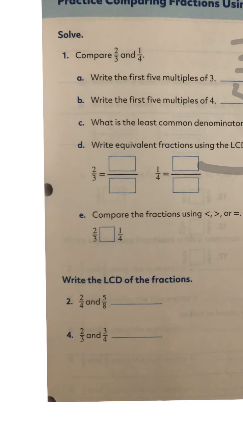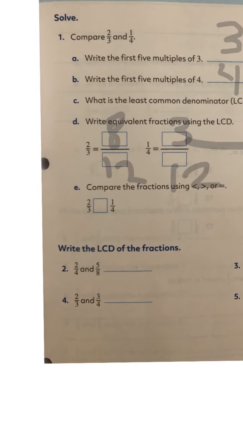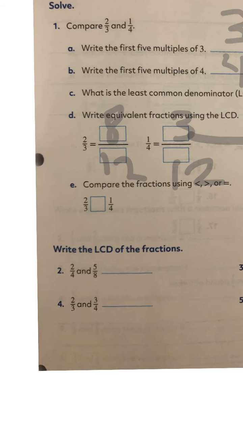8 twelfths. And I'm going to write it just like that. I know it's a little bit big. If I multiply 1/4 by my other denominator, I'm going to multiply it by 3/3 and I get 3/12, okay? So now the next part says, compare the fractions using less than, greater than, or equal.